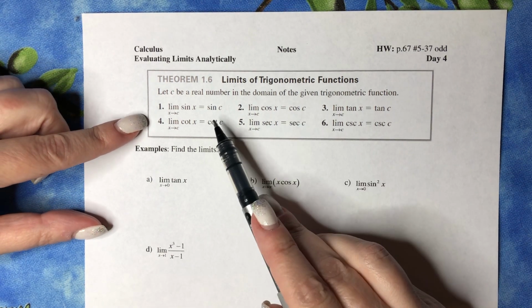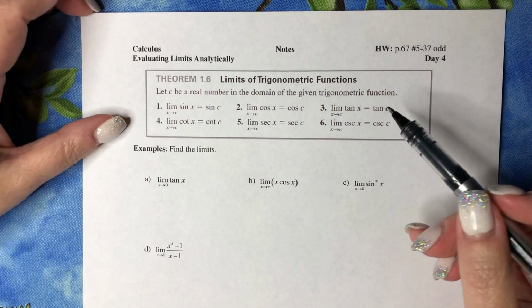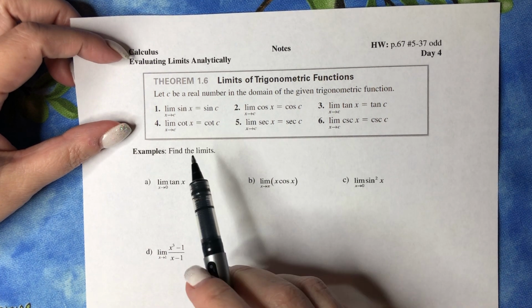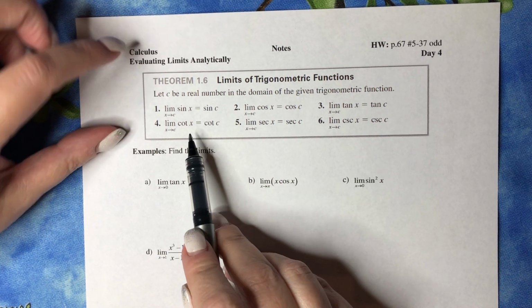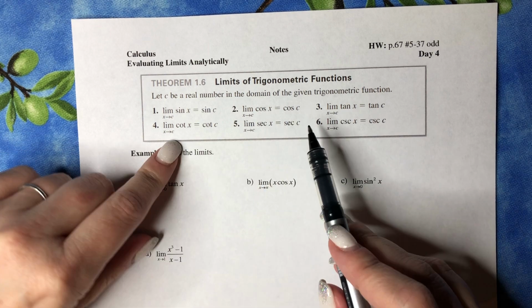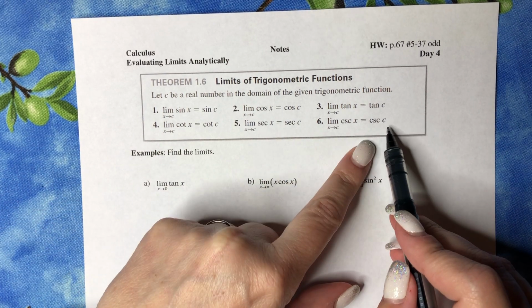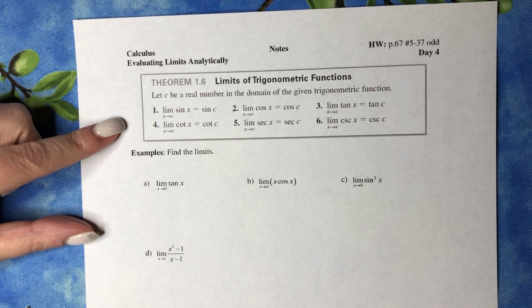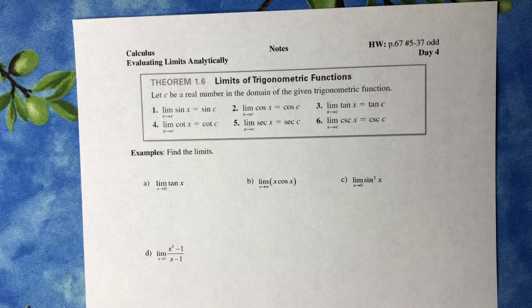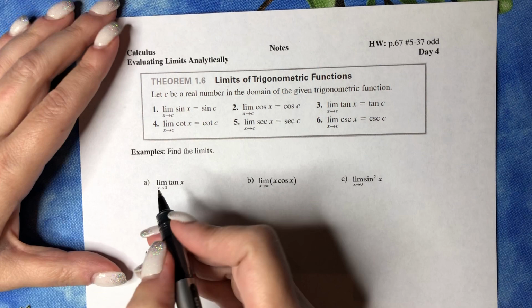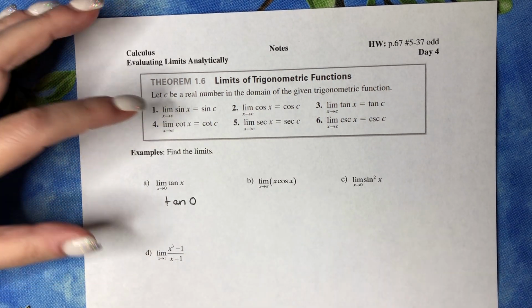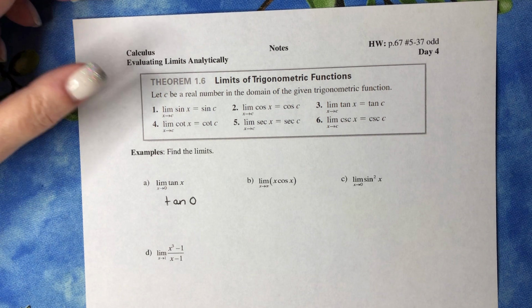Now, these are just some extra ones. I will tell you that when you're looking at the curriculum for your class, it specifically does not deal with cotangent, secant, or cosecant. It focuses on sine, cosine, and tangent. But again, what are you going to do? Substitute. So this one is tangent of 0, and we're going to simplify that in just a minute.